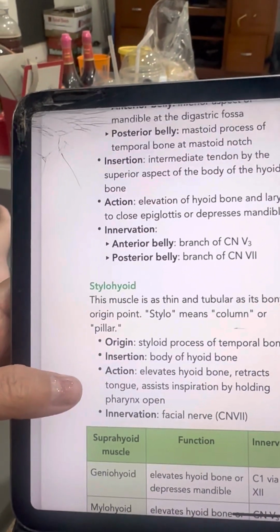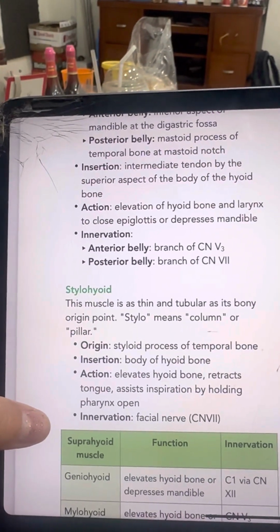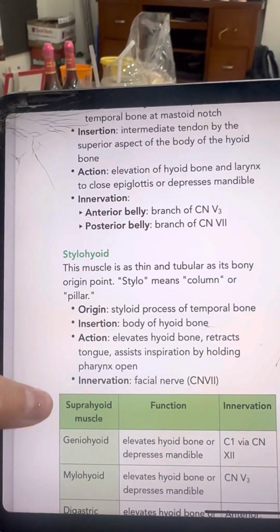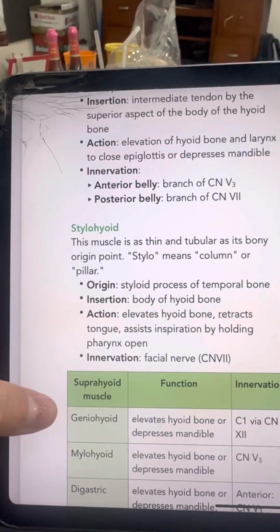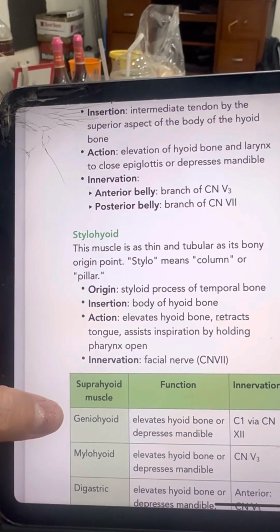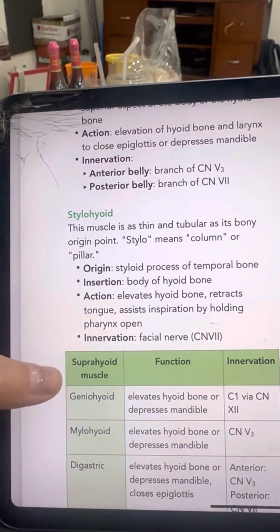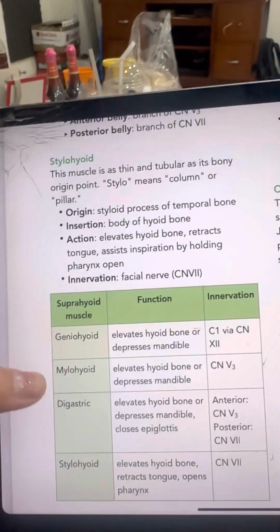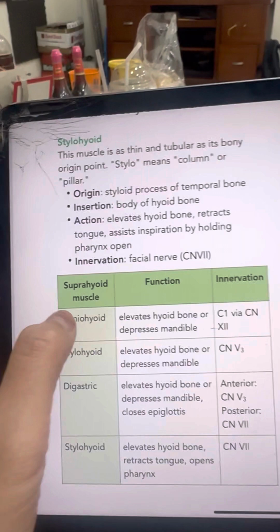Stylohyoid. This muscle is as thin and tubular as its bony origin point. Stylo means column or pillar. Origin: styloid process of temporal bone. Insertion: body of the hyoid bone. Action: elevates hyoid bone, retracts tongue, assists inspiration by holding pharynx open. Innervation: facial nerve CN7.